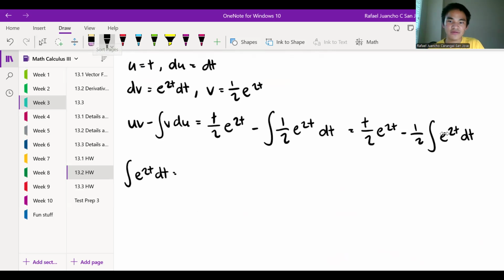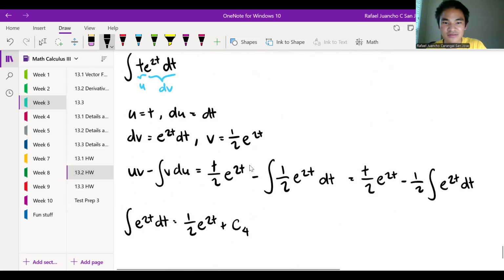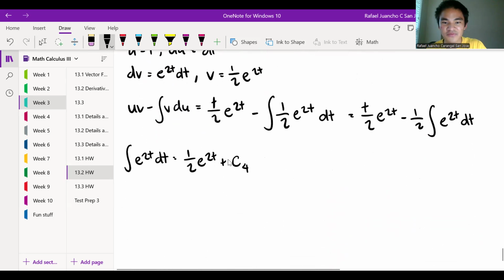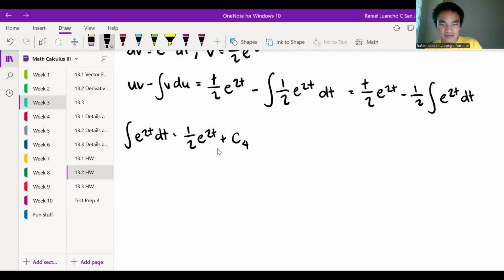We already solved it. It's 1/2 e to the 2t plus some constant. I don't know how many constants I put. I put like 1, 2. Did I put 3? No, I put a 4 because I know I'm gonna put a 3 here. But honestly, it's any constant. Cool. Because if we take the derivative of this thing, we get this exactly. Okay, cool. So let's use that.